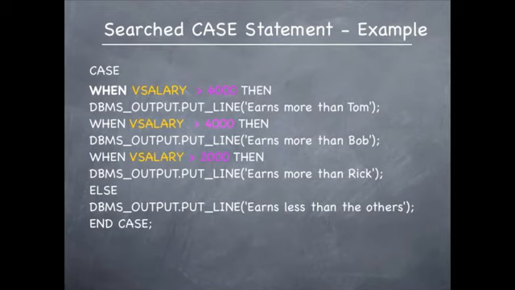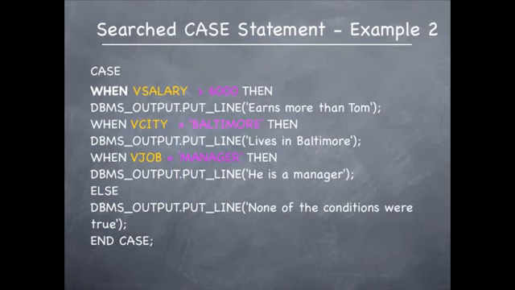On this slide is another example of the searched case statement. In this example, we have different conditions and actions based on different criteria. The first check is based on the contents of the variable vSalary. The check is being done to see if vSalary is greater than 6,000. If that condition is true, the string that will display is earns more than Tom. If that condition is not true, another check is done that's based on a memory variable called vCity.